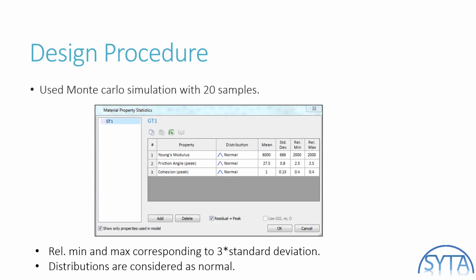So the design procedure is used with the Monte Carlo approach, which has a sample size of 20, and the relative minimum and maximum values correspond to 3 times the standard deviation, and the distribution is considered as the normal distribution curve. And you can see here the model being simulated using the normal distribution, and the mean and standard deviation and relative minimum and maximum using the range are shown here.